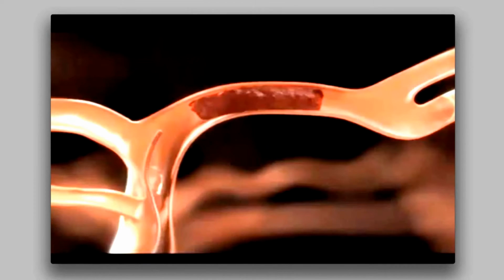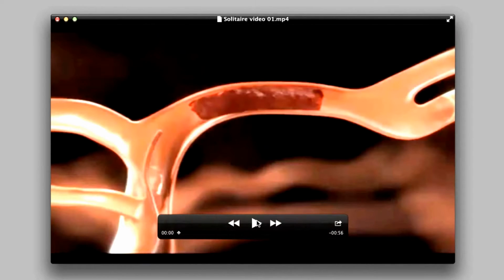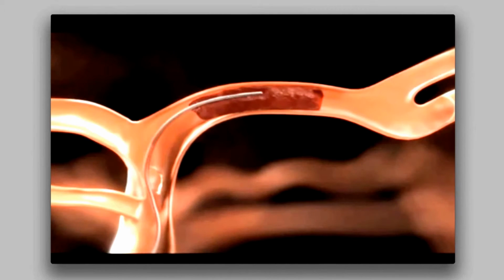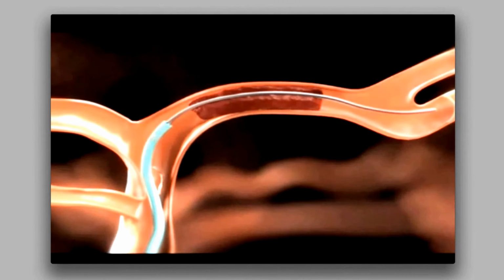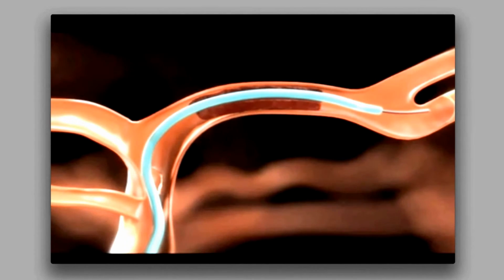Let's see how the device works. In this illustration, we'll see the Solitaire device in action. This is one of the latest generation of endovascular stroke treatment devices, a type of retrievable stent. In the first step of the procedure, a thin wire called a microwire is advanced up the arterial tree across the clot. This wire is used to advance a microcatheter, which is a long, thin plastic tube, also across the clot. The wire is then withdrawn, leaving the catheter in place, and the catheter is used to slowly advance the stroke treatment device into place.